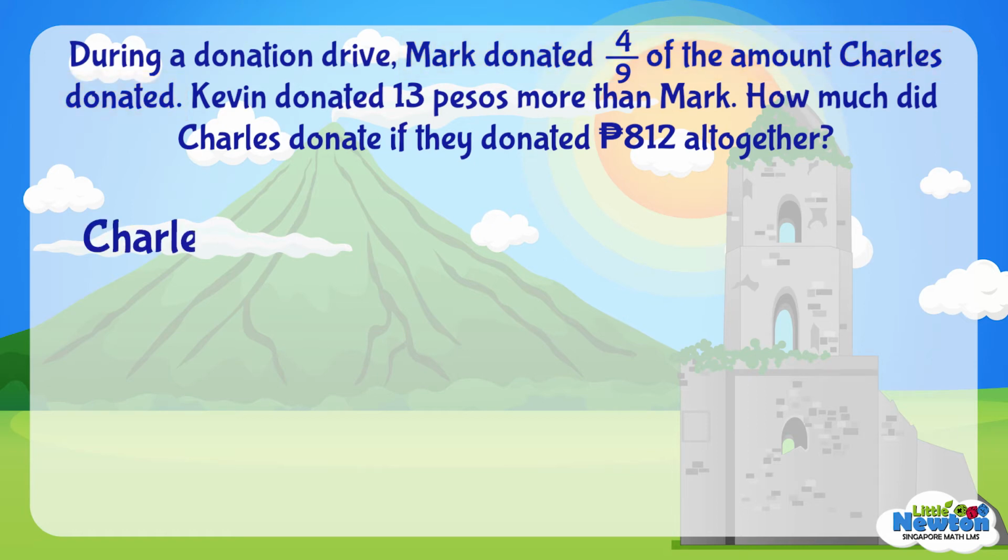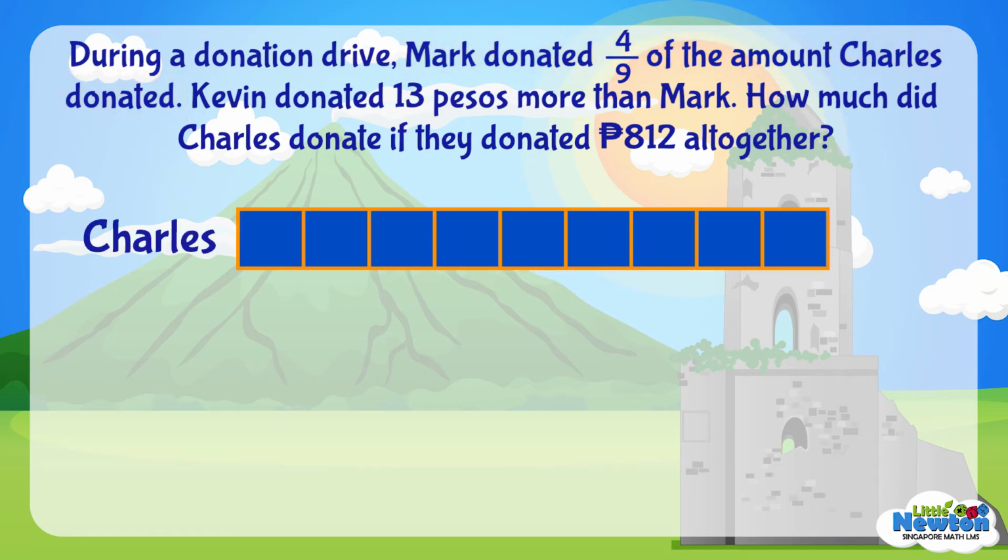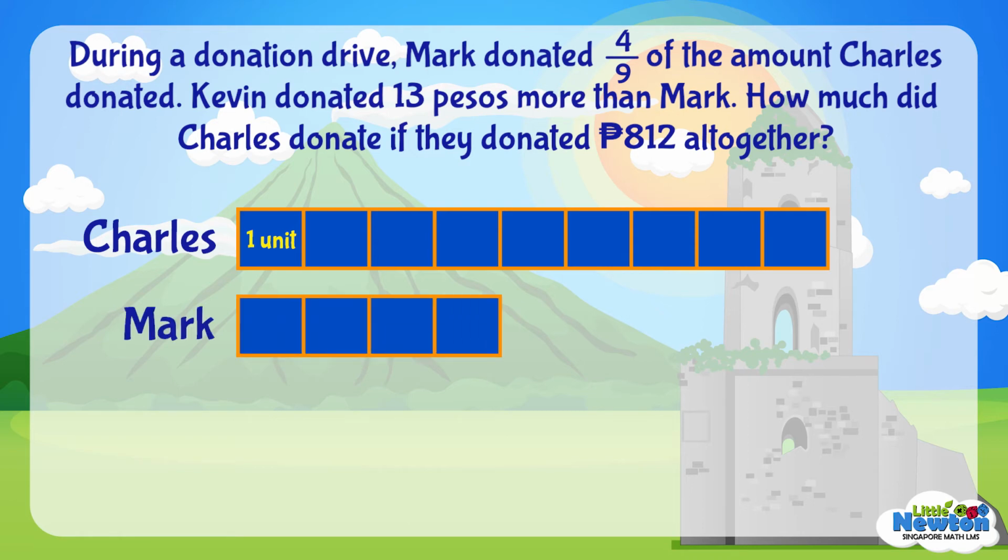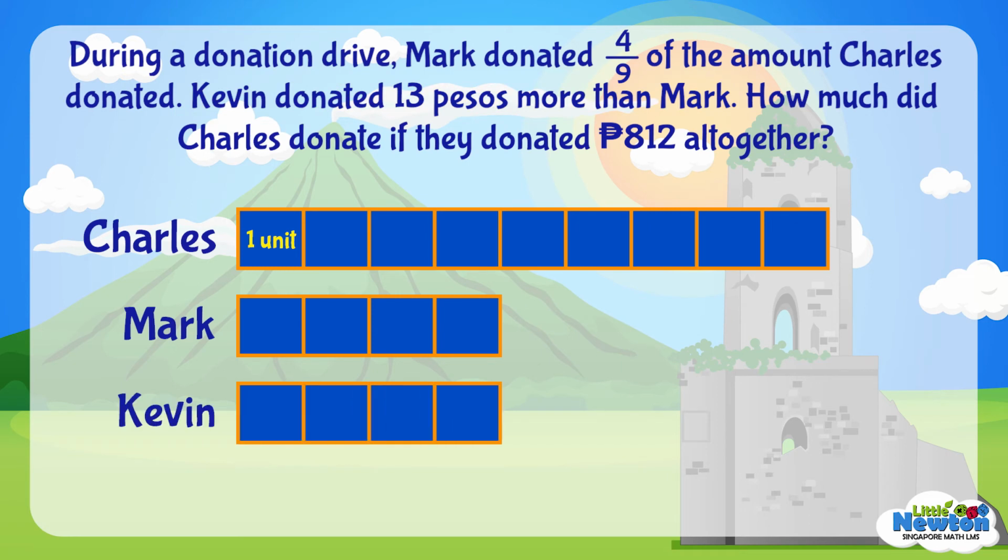Let's use a rectangle of 9 equal parts to represent the amount Charles donated. Let's represent one part of Charles' donation as 1 unit. Thus, we can represent the amount Mark donated as 4 units. Kevin donated 13 pesos more than Mark. To represent Kevin's diagram, we can use 4 units plus another rectangle representing 13 pesos.